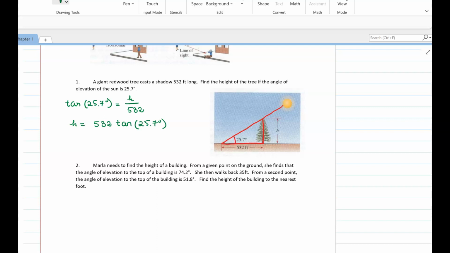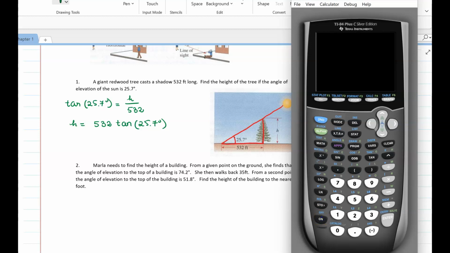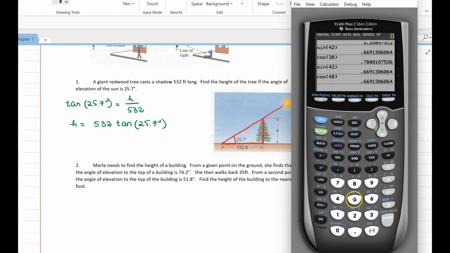I recommend you put all of this into the calculator and then round the answer at the end. Don't try to calculate each thing separately and multiply, because you get round-off error that way. Okay, so calculator again: 532 times tangent of 25.7 degrees. And to the nearest whole number, this tree is 256 feet tall.